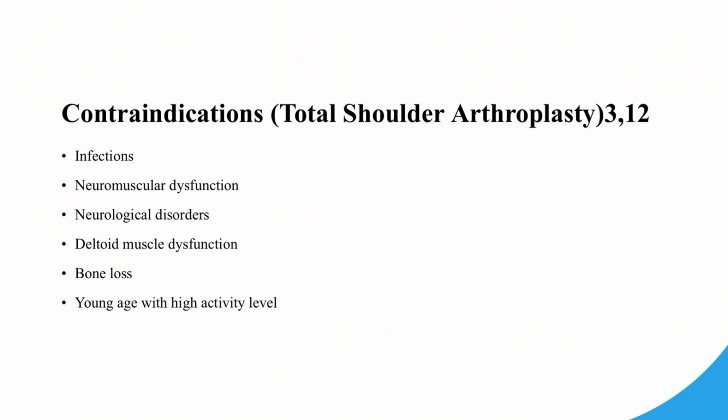Bone loss will compromise the ability to securely anchor the prosthesis component, and it also says young age. This is typically for elderly people. So if you're younger and more active, it could lead to wear and tear of your prosthesis a little quicker.